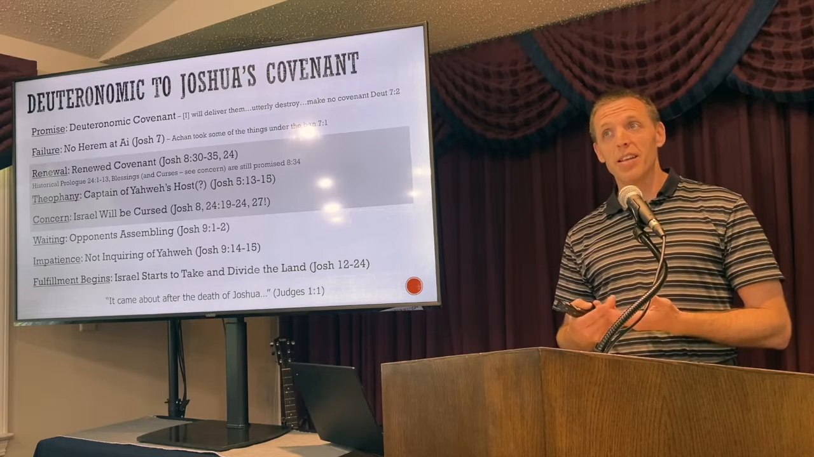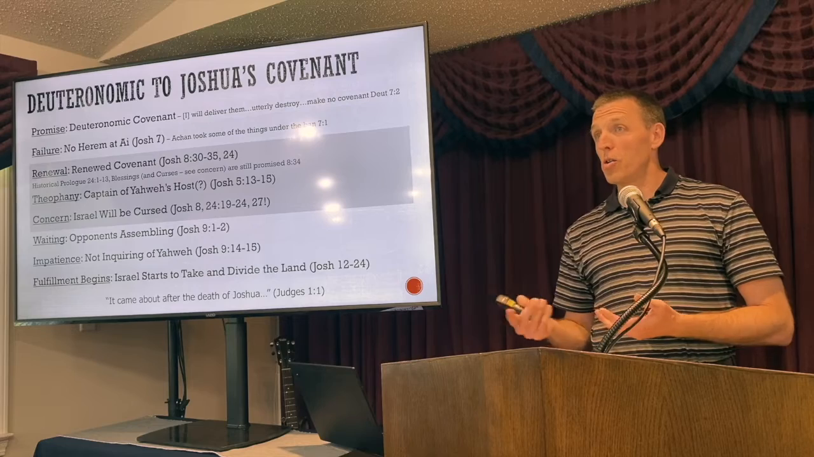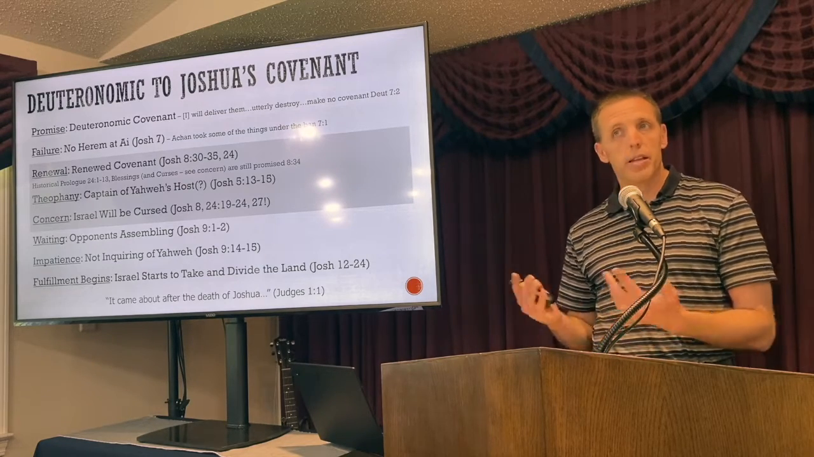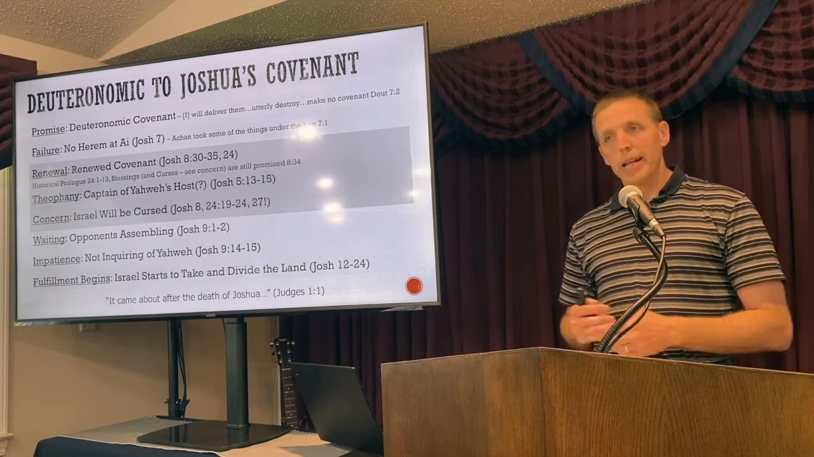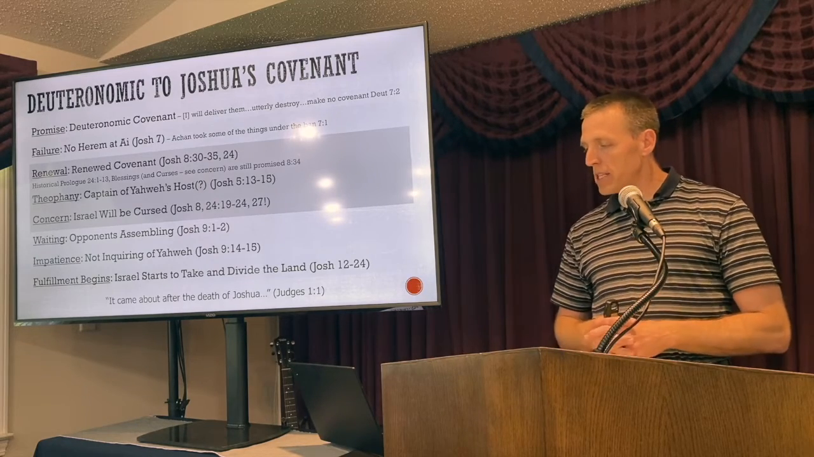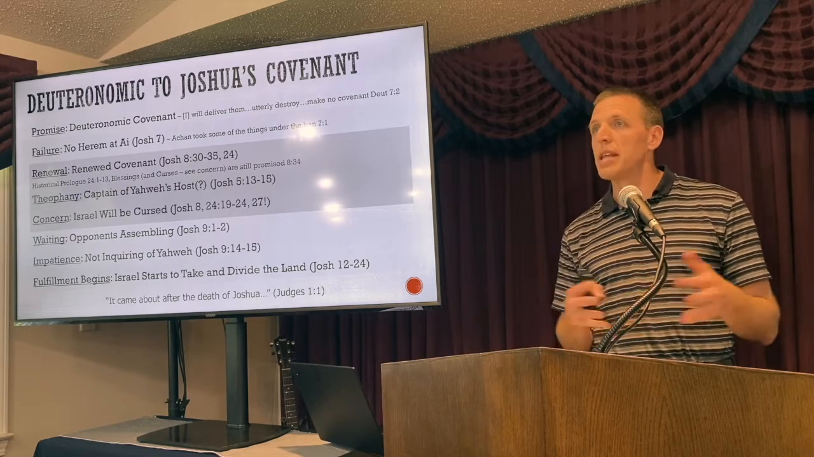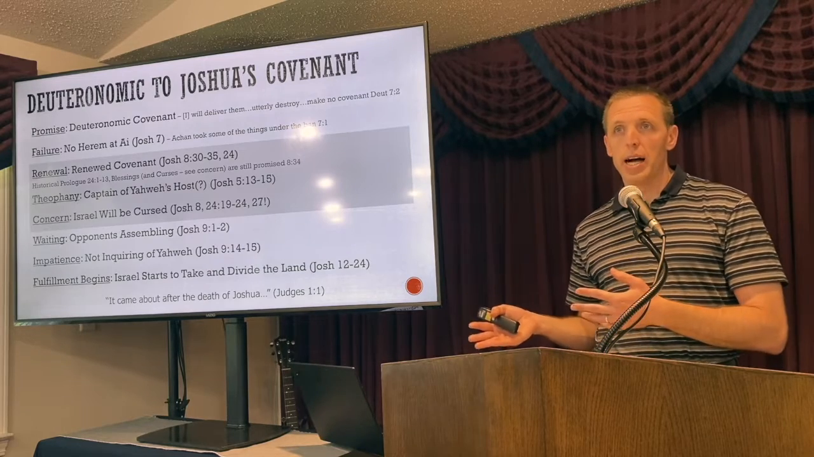Remember the Gibeonites? They said, well, we've got a better idea. Let's go and tell them we're from a far distance and make a covenant with them. They don't inquire of the Lord like they should, and so they fail in that sense. But nevertheless, the fulfillment of God's promise begins as they begin to take the land. They begin to divide it out, and then Joshua dies.